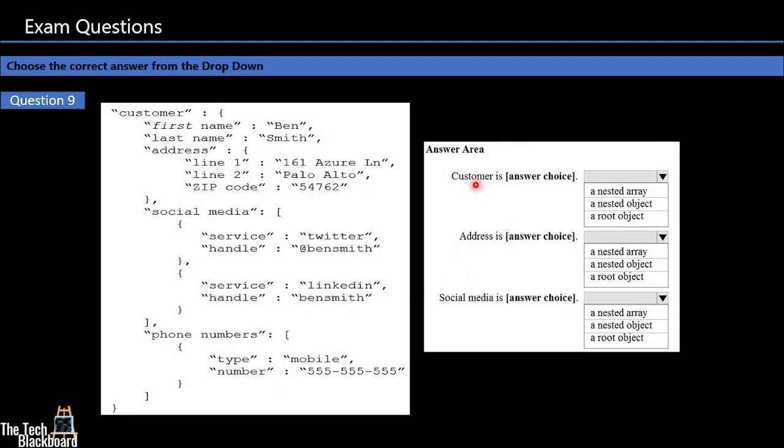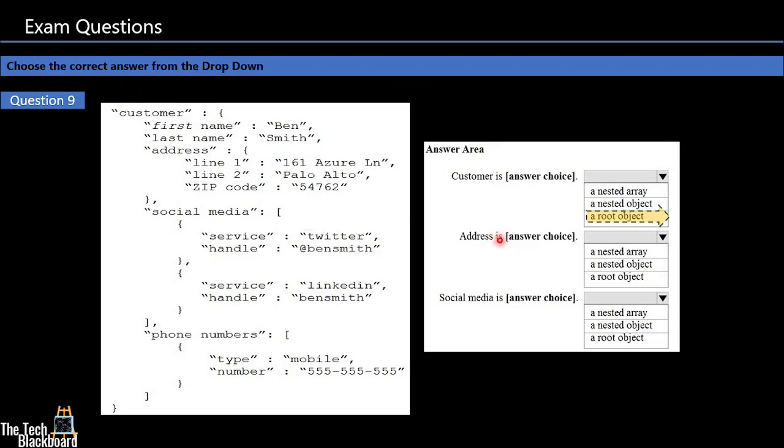The question asks what kind of node customer is. Is it a nested array? Is it a nested object? Or is it a root object? If you look at the JSON, you can very easily find the customer is a root object, or you can also say the parent object, because all the other attributes or nodes are under it. You can find these curly braces, they are opening and closing down at the bottom. So customer is a root object. And that's what our right answer is.